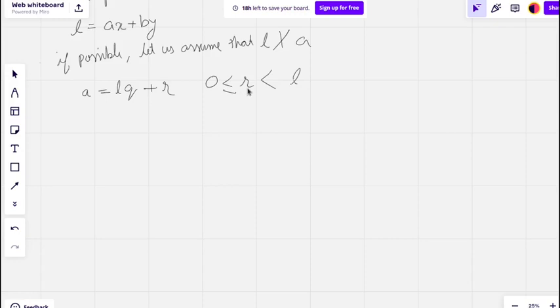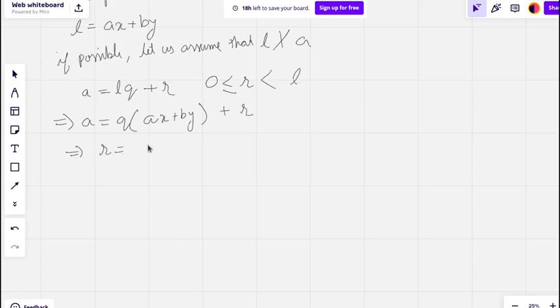R should be greater than or equal to 0 and R should be less than L. Please note that in this particular case R cannot be equal to 0, because L does not divide A. So there should be some non-zero remainder, and that is why R cannot be equal to 0. But anyway, R greater than or equal to 0 is also fine. Okay, so now A equals LQ plus R. Now let us plug the value of L in this equation. So what was L? AX plus BY, right? Plus R.